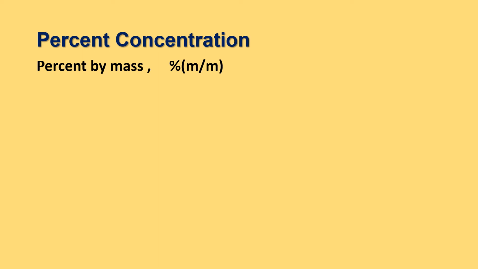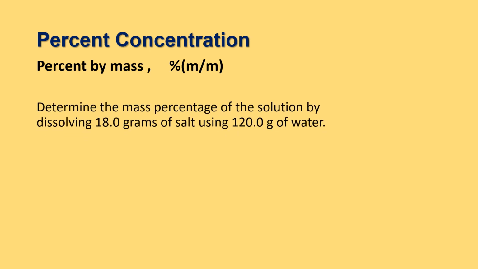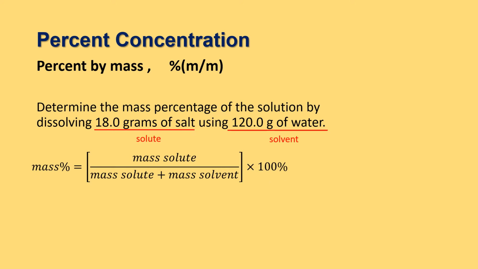Let us solve a problem involving percent by mass. Determine the mass percentage of the solution made by dissolving 18 grams of salt using 120 grams of water. In this problem, 18 grams of salt is our solute and the 120 grams of water is our solvent. Using the formula for mass percentage or percent by mass, we can simply plug in the values to solve for the concentration of the solution.